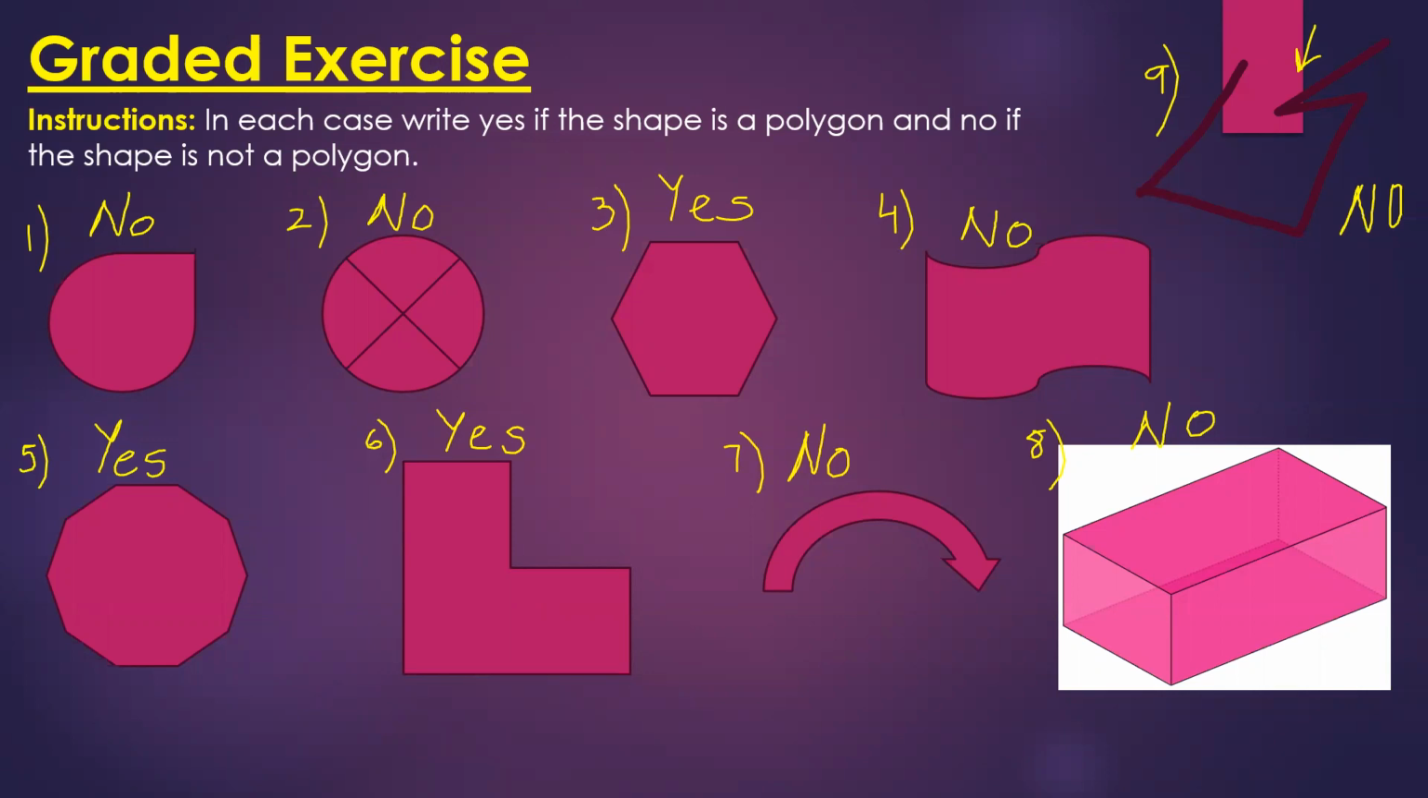Does it have any openings? Is everything closed, or does it have any open parts? Yeah, it's closed. Number 9 has an opening. Does number 6 have an opening? No. Good, so it's closed. So yes, number 6 is a polygon.